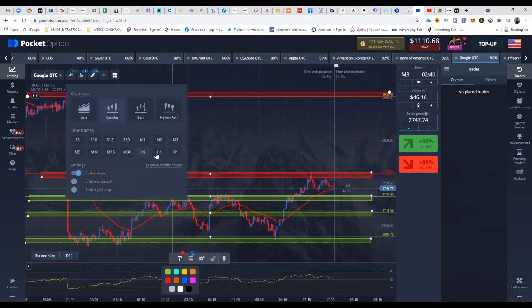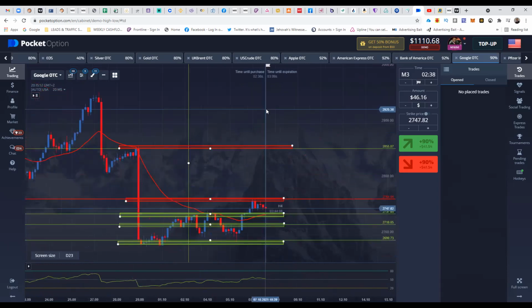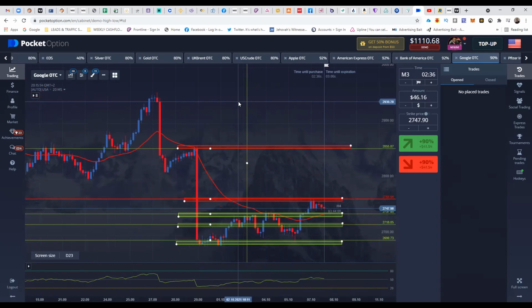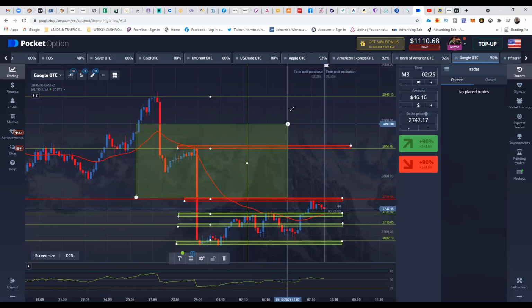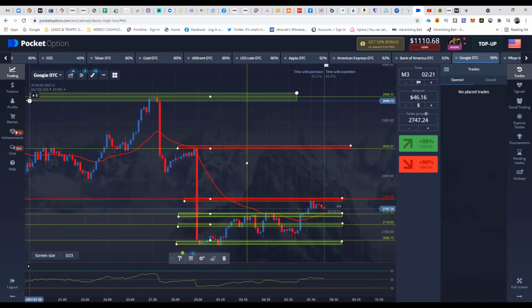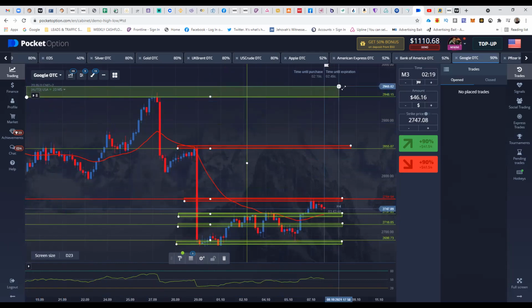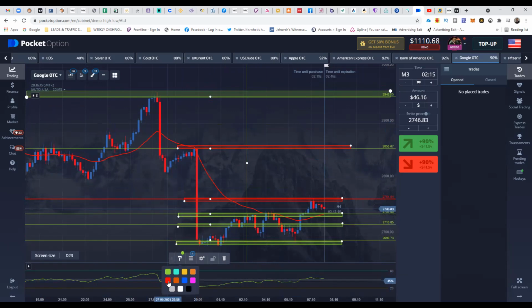And then we're going to go to the 4-hour. And then this is our next highest point up here. Just red and change the thickness.